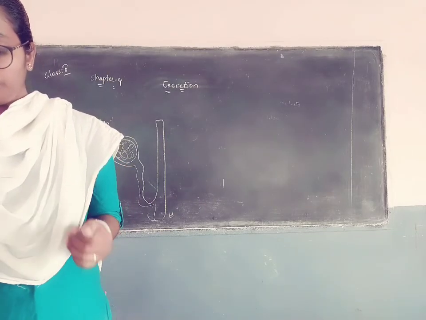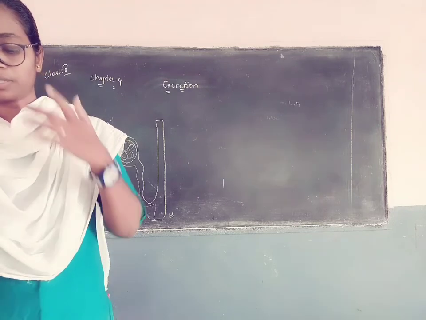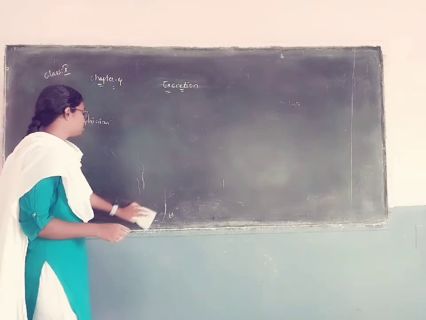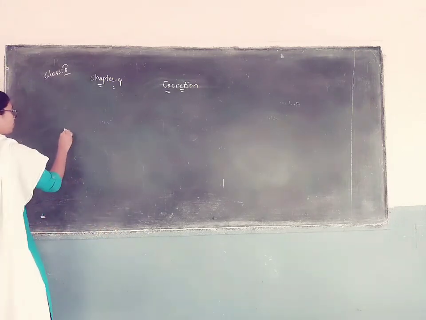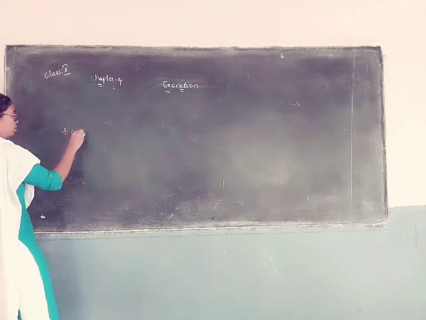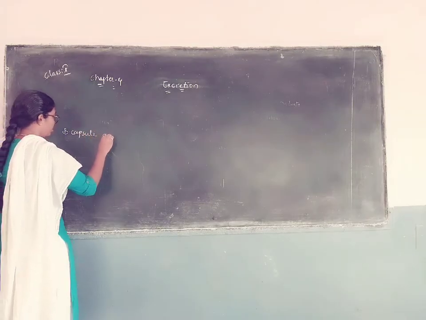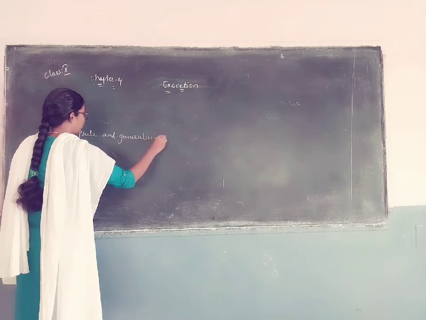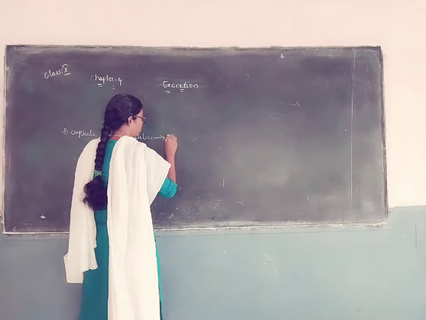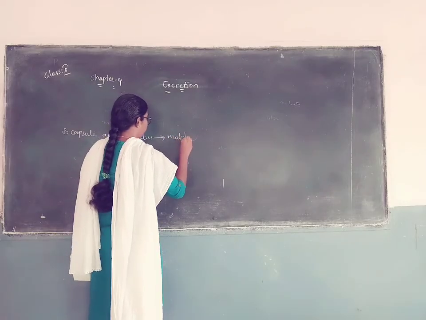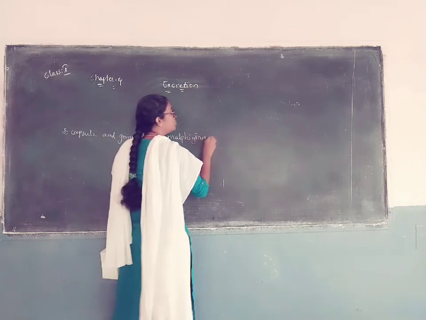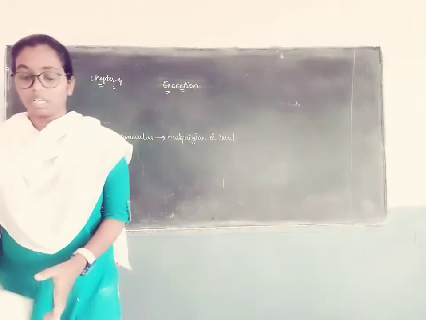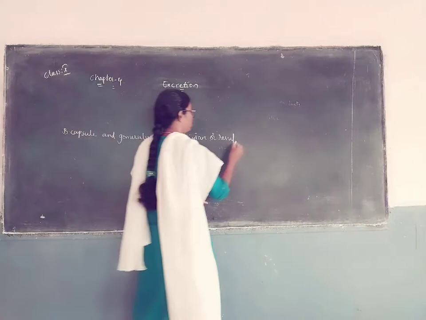Next, the Bowman's capsule and glomerulus together are called the Malpighian capsule or renal capsule.